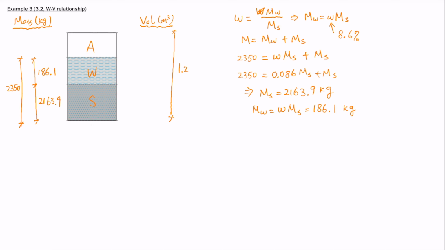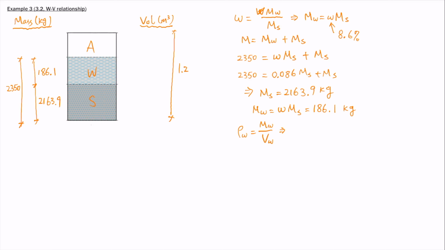And then let's look at the volume side. We know the total volume is 1.2. And then for water, as I mentioned before, if we know the weight or the mass of water, we can figure out the volume using the constant density or unit weight of water. So in this case, we know the volume of water. So let's start with rho W. That's the density of water. As its definition is mass of water over volume of water.